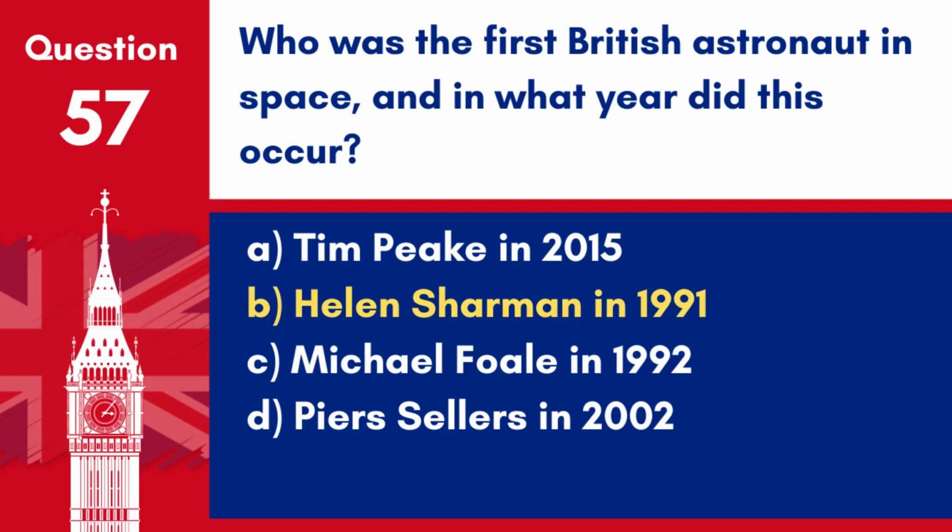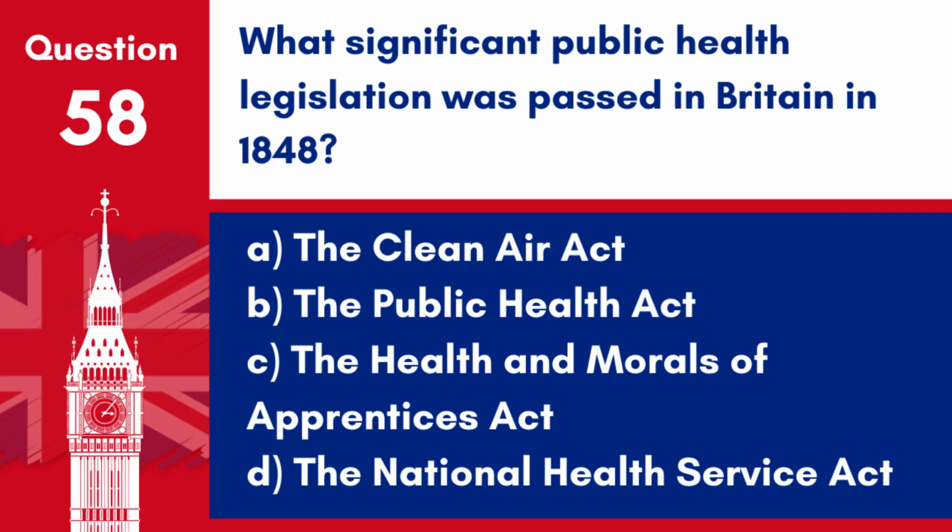Answer B. Helen Sharman in 1991. Helen Sharman became the first British astronaut to go into space in 1991, participating in the Soyuz mission to the Mir space station.